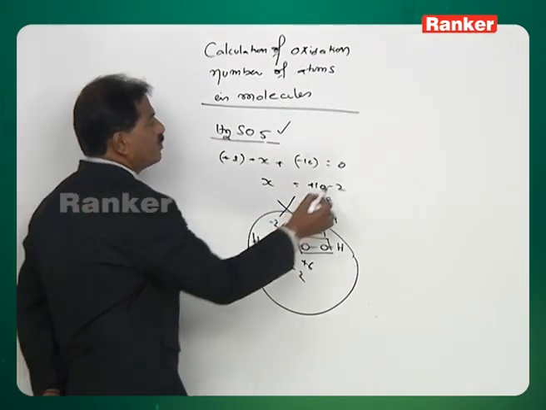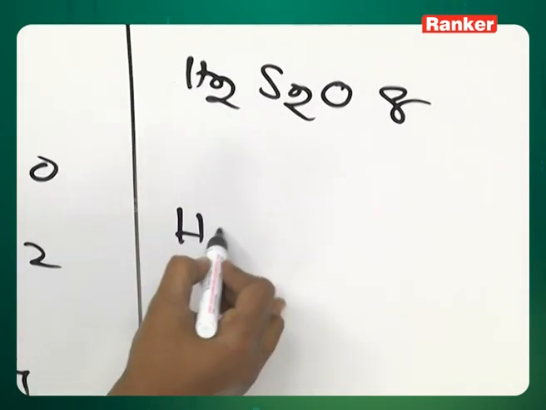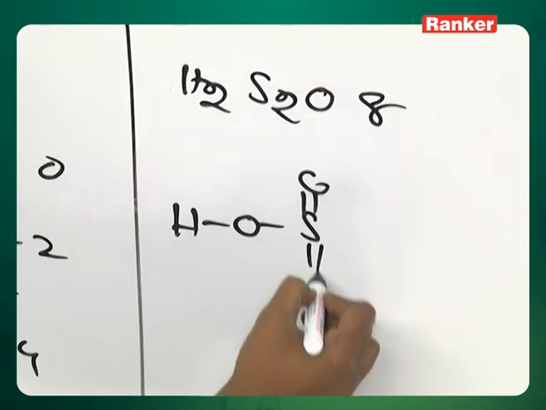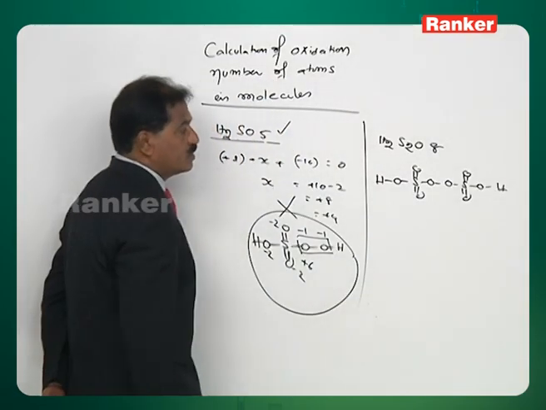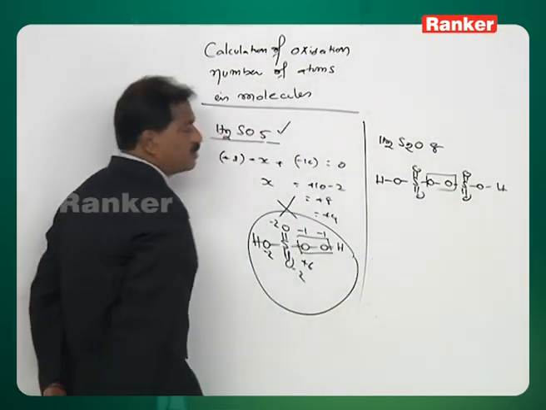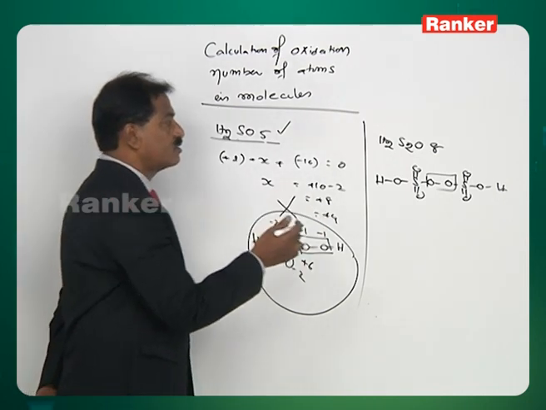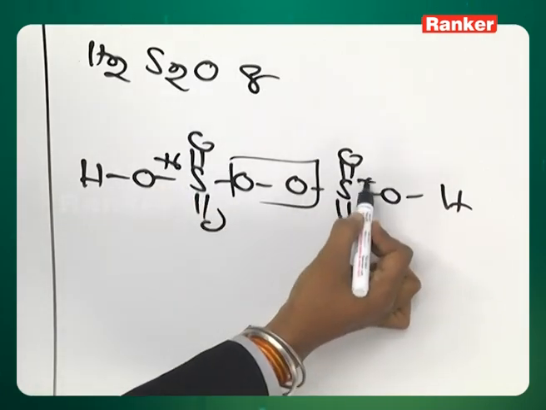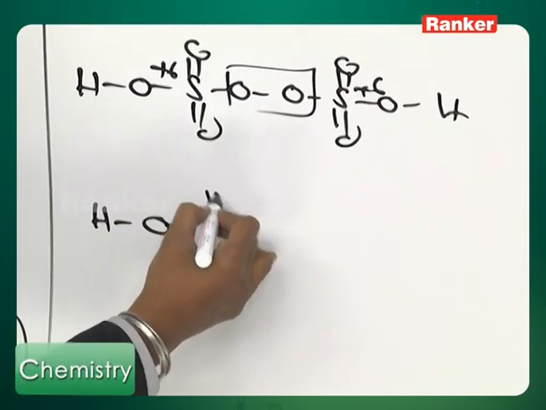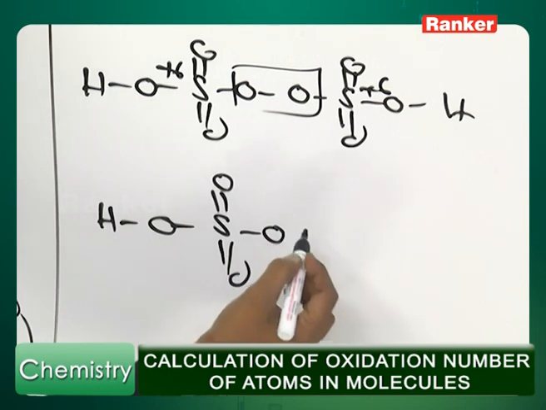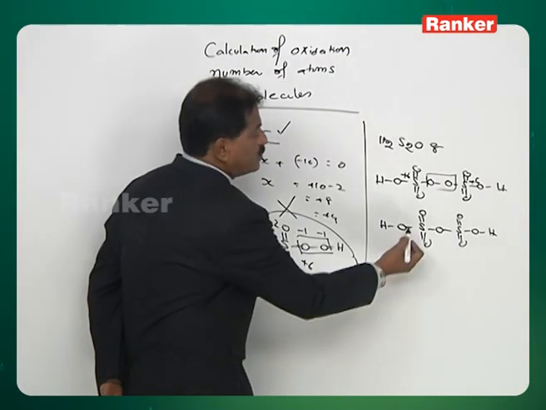Not only for H2SO5, another molecule is H2S2O8. Here again, if you follow the structure, you will get the correct oxidation state of the sulfur. Here also one peroxy linkage is present. Because of the presence of the peroxy linkage, if you apply the rules directly, we will get wrong results. Therefore, here the oxidation state of sulfur is +6, +6. Similarly, for H2S2O7, the oxidation state is again +6.